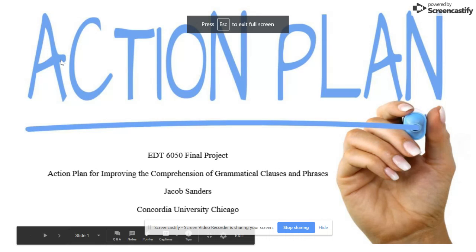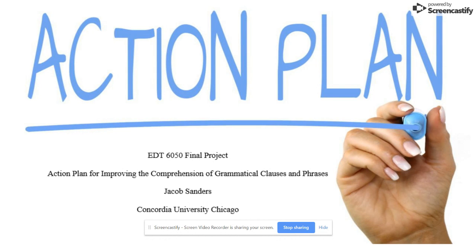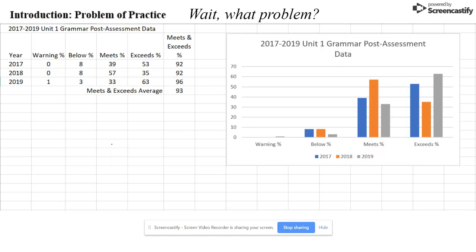Hello, this is Jacob Sanders, and this is my EDT6050 final project, an action plan for improving the comprehension of grammatical clauses and phrases. So to begin, we're supposed to begin with identifying a problem of practice.